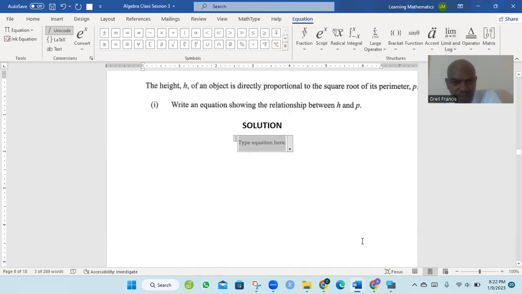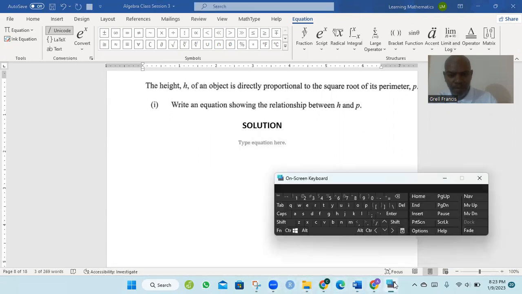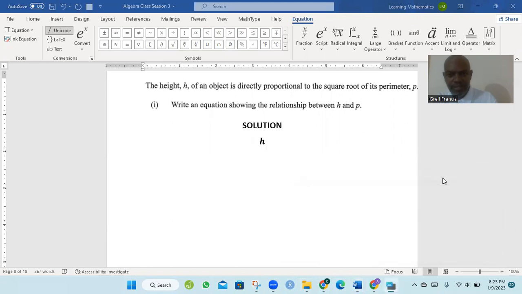direct proportion. So if h is proportional to the square root of its perimeter, we have to write it in notation form. H is proportional. We have to write the proportional symbol. So here's the proportional symbol. H is directly proportional to the perimeter.